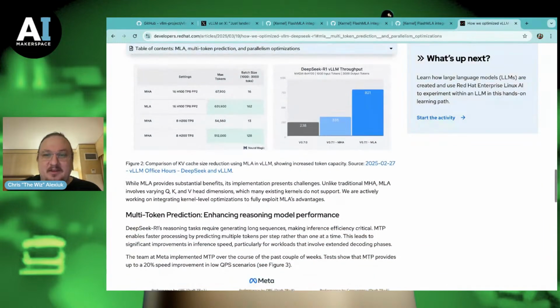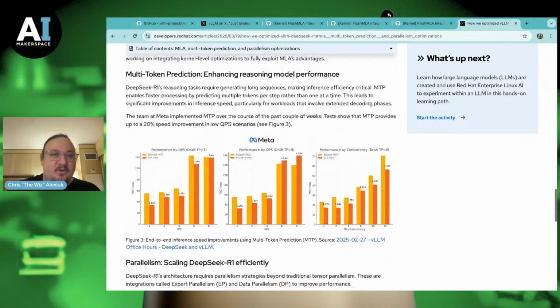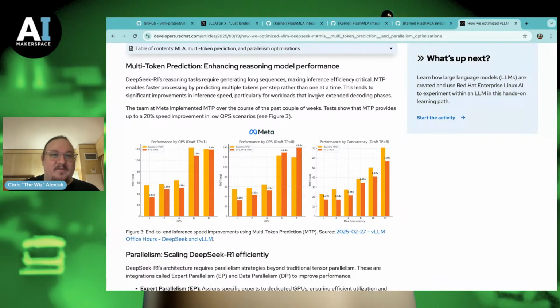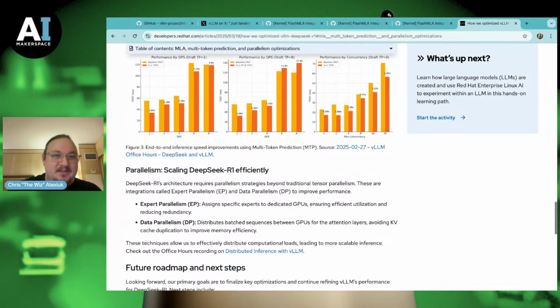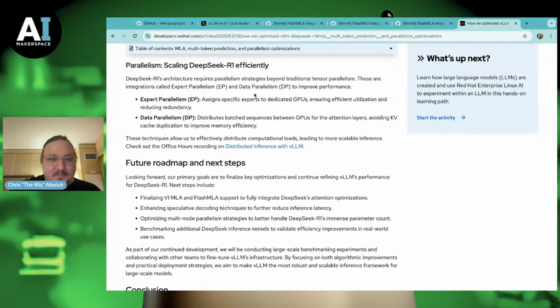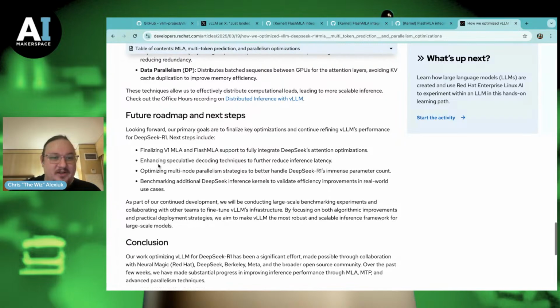You can see that the throughput with the newest version of MLA is significantly higher. Multi-token prediction. This is one of the things that people have been working on for a long time. So this is not totally novel, but the implementation is complete. Parallelism, scaling DeepSeek R1 efficiently. Right, they've taken the work that was released through DeepSeek and integrated it, and they're not done. Right, they're going to keep doing this.